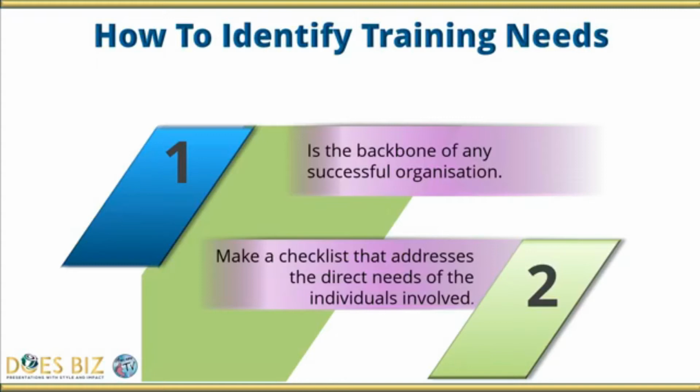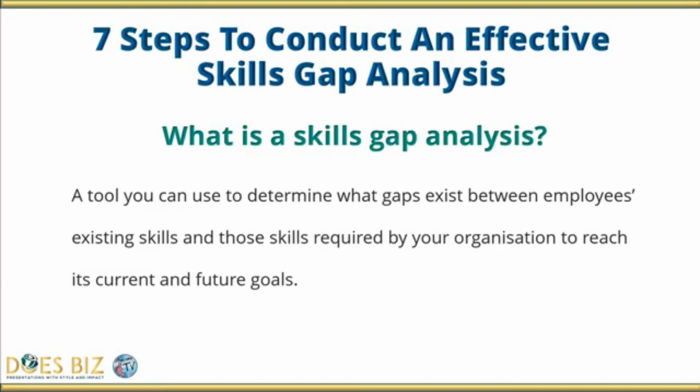So the next thing is the 7 steps to conducting an effective skills gap analysis, which is part of the training needs analysis. So you need to actually conduct a skills gap analysis so you can figure out what's going on with the employee and how the training will benefit the business as well. So what is a skills gap analysis? Well, it's basically a tool that is used to determine what gaps exist between the employee's existing skills and those skills that are required by your business to reach its future goals. So establishing what training or hiring requirements are needed to fill those areas where skills gaps are apparent.